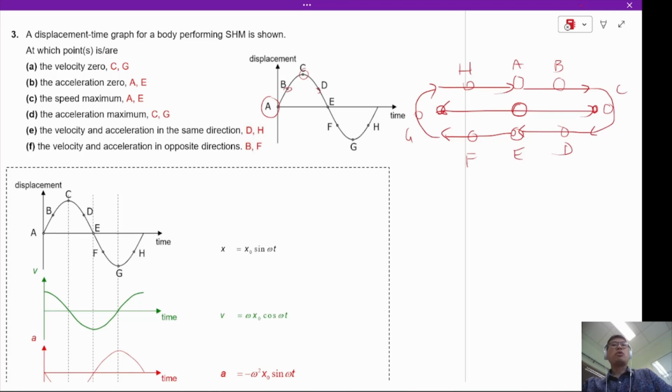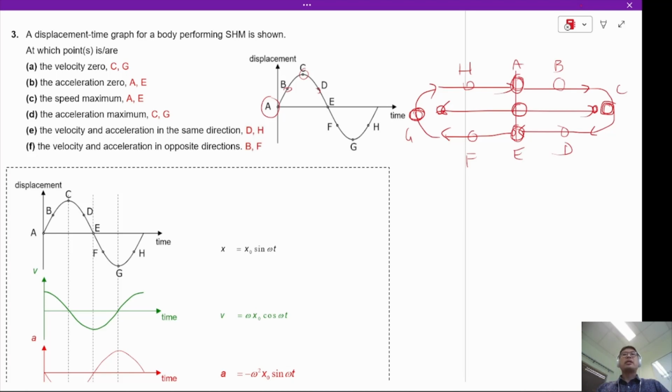Okay, so at which points is the object's velocity 0? Well, the velocity is 0 at these 2 points, C and G, because that's where the ends of the motion are. At which point is the acceleration 0? The acceleration is 0 at the center points, A and E. That's because the acceleration always tries to bring the object back to equilibrium. The acceleration is always pointed towards the equilibrium position. So when the object is at the equilibrium position, there is no acceleration. So A and E is 0.